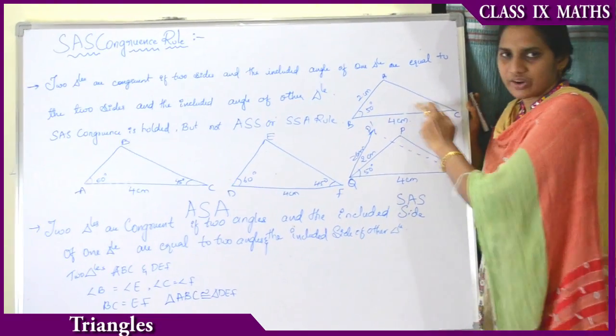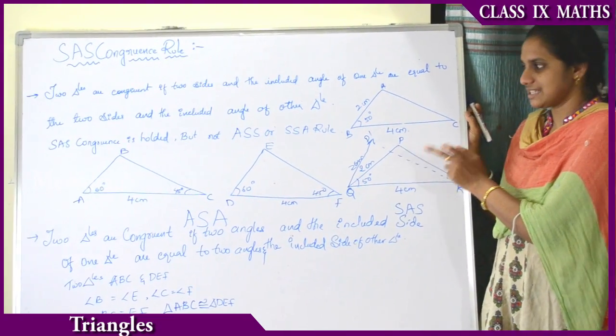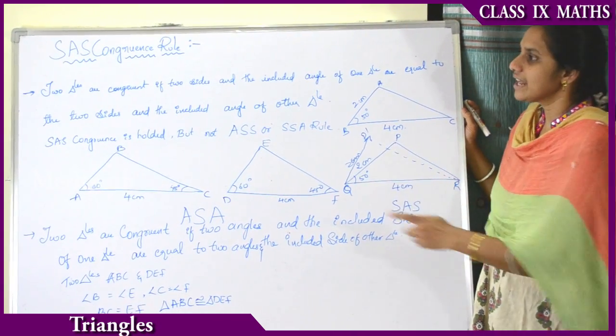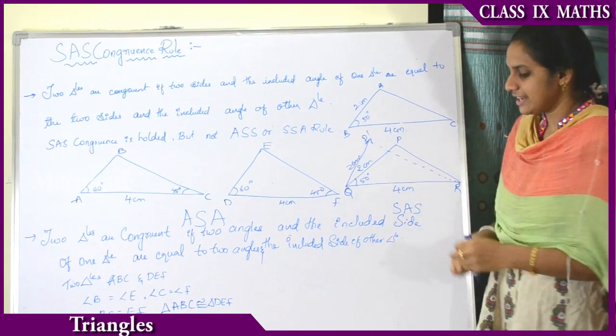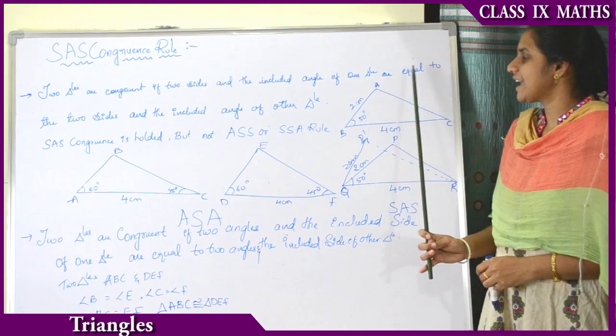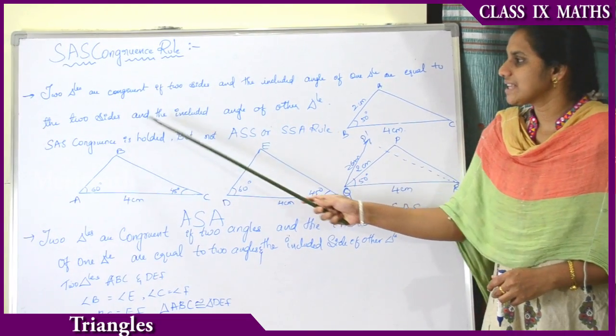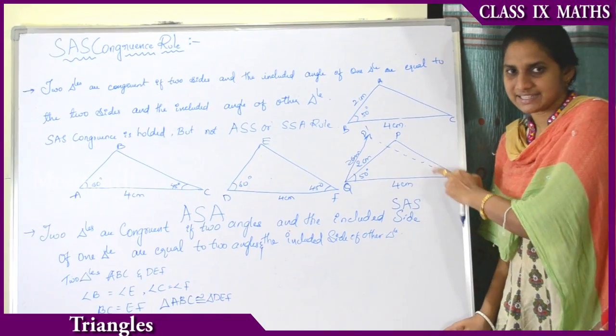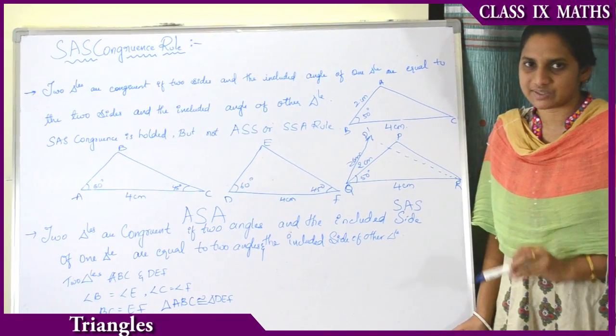This is the first congruency rule, that is the SAS congruency rule of triangles, and the definition goes that two triangles are congruent if two sides and the included angle of one triangle are equal to the two sides and the included angle of the other triangle. What I have explained is the definition of the SAS congruence rule, right?